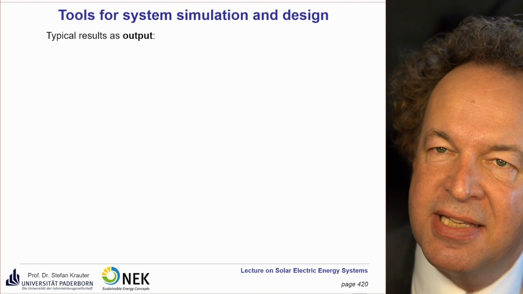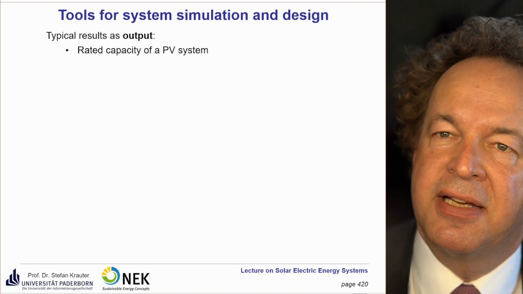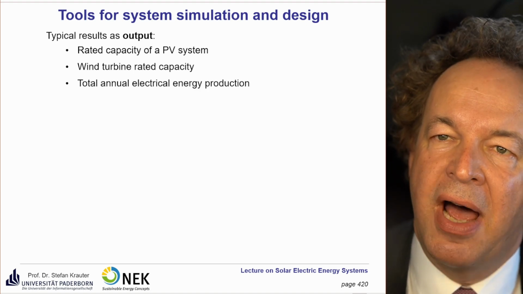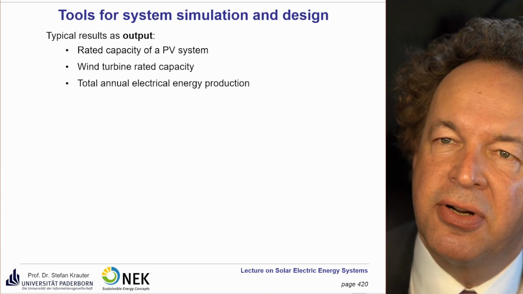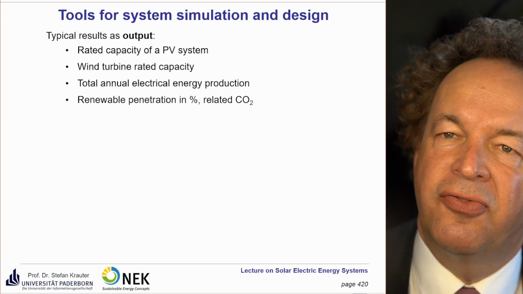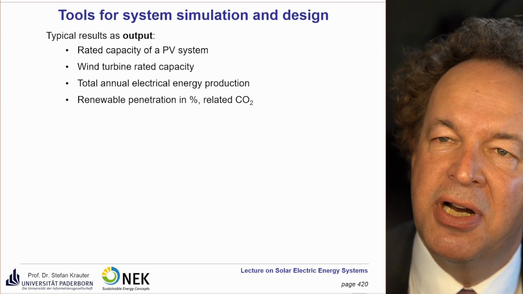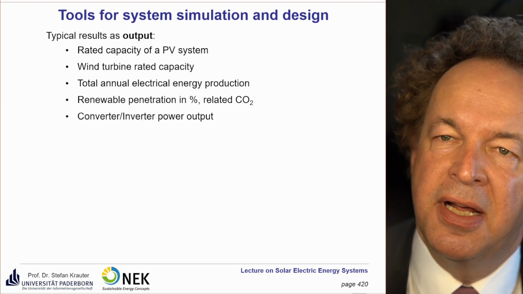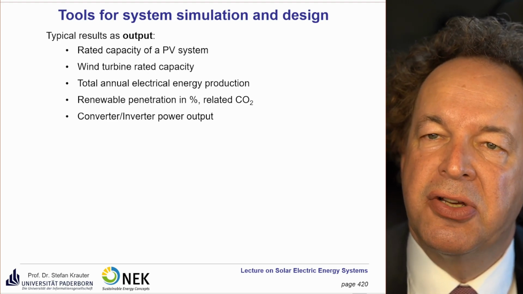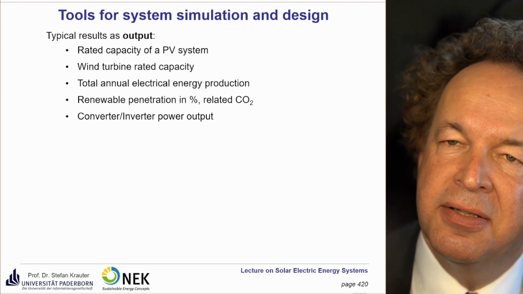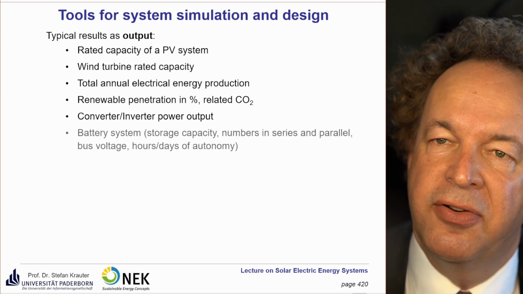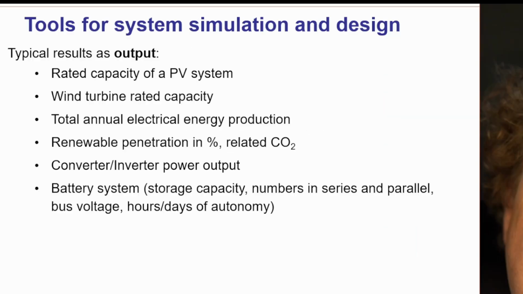So typical results as an output are the rated capacity of a PV system or other components, the wind turbine for example, total annual electrical energy production, the penetration of renewables in the system and the related carbon dioxide emissions, and the necessary converter and inverter power output. It's not only the energy which is relevant, it's also the maximum power being delivered, because this defines the cost and the size of the converters and inverters.